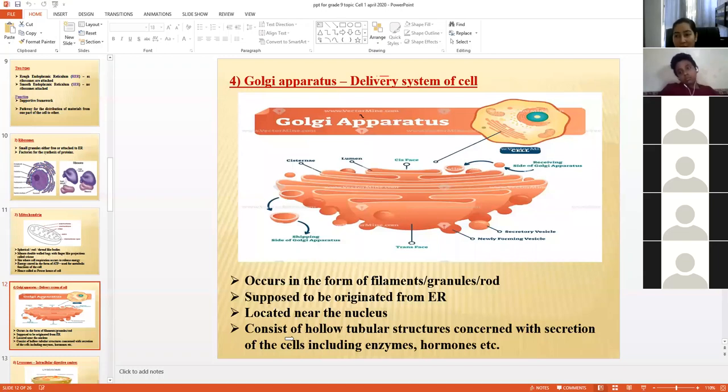So where are the hormones coming from? They are coming from the Golgi apparatus. Where are the enzymes coming from? They are coming from the Golgi apparatus. Okay, children?